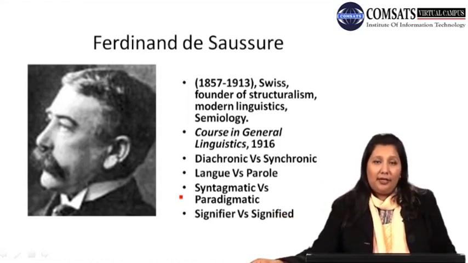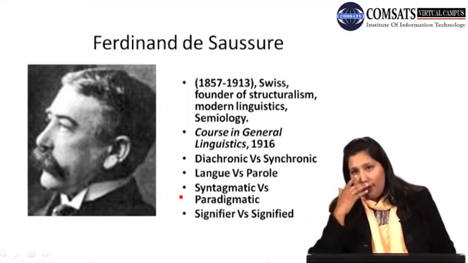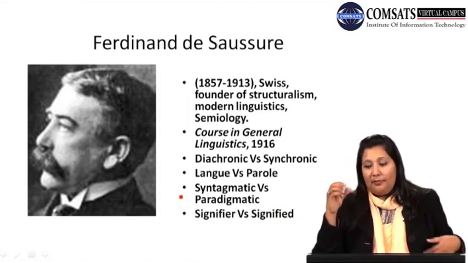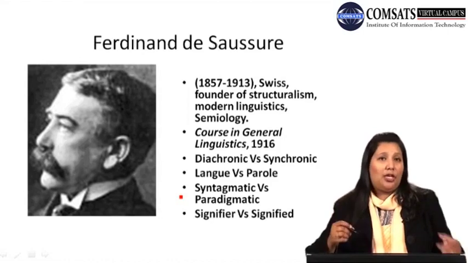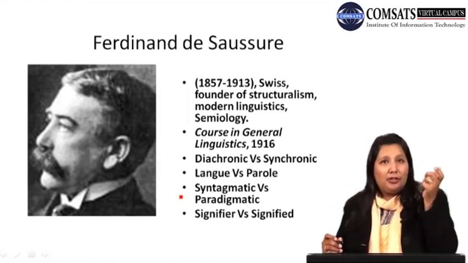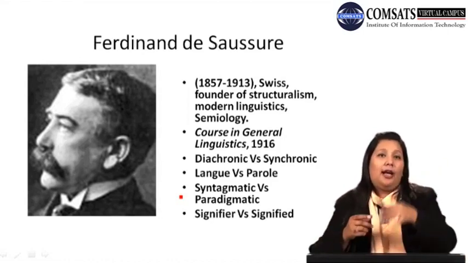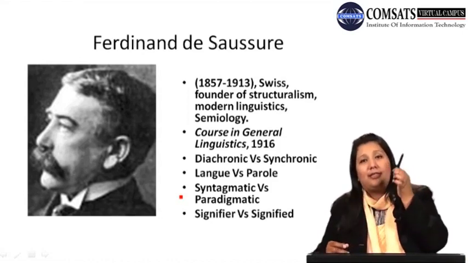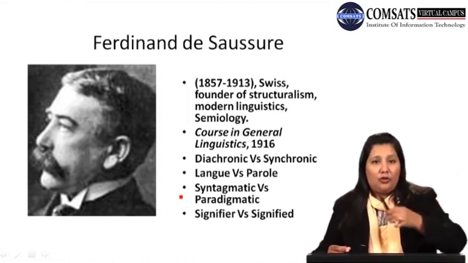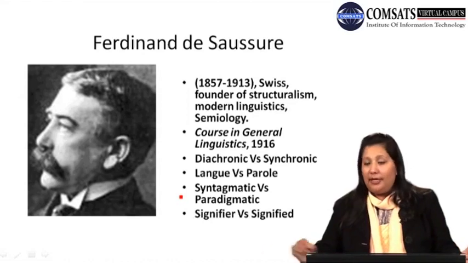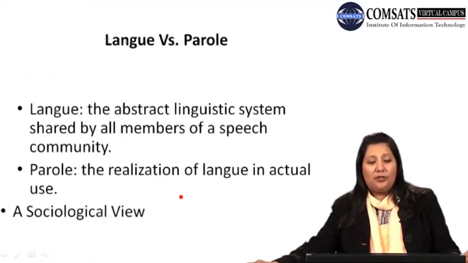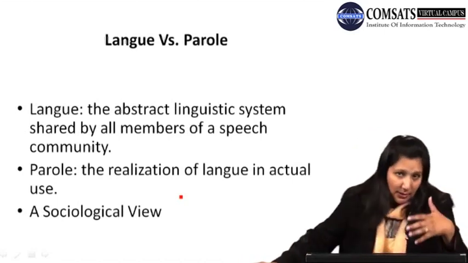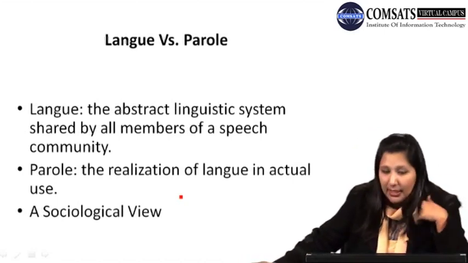Signifier versus signified. He gave the concept of signifier and signified. If I am talking about pan, pan is a word and pan is a signifier, and this actual pan is a signified. He talked about this relationship in the very earlier eras. This is the most important concept, so I have written it separately.